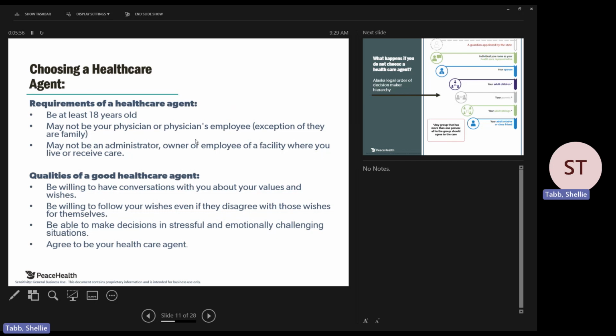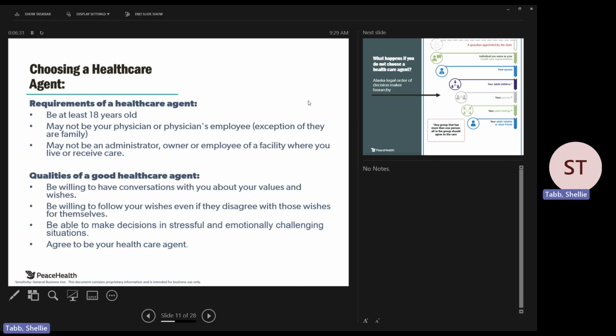And those stipulations really protect you from any conflicts of interest that might get in the way of you getting the care that you desire. Qualities of a good healthcare agent are being willing to have conversations with you about your values and wishes, being able to follow your wishes, even if they disagree with those wishes for themselves, be able to make decisions in stressful and emotionally challenging situations, and of course, that they are willing to be your healthcare agent.